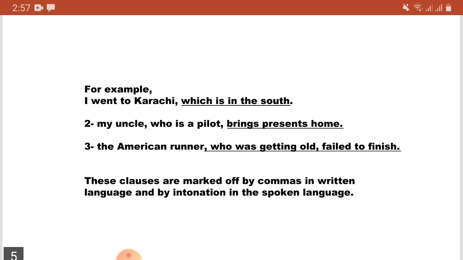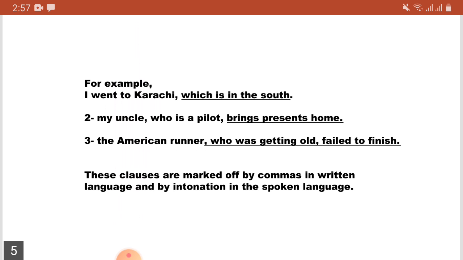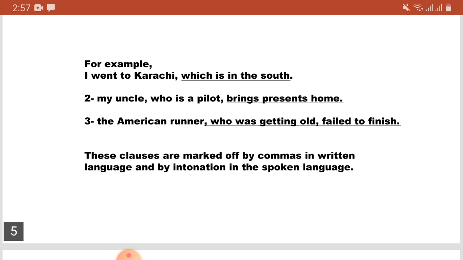For example, I went to Karachi, which is in the south. This phrase adds to the first, independent clause, saying that they are talking about Karachi, which is situated in the south. My uncle, who is a pilot, brings presents home. The American runner, who was getting old, failed to finish. These clauses are marked off by commas in written language and by intonation in spoken language. Intonation is the up and down pitch of the sound.